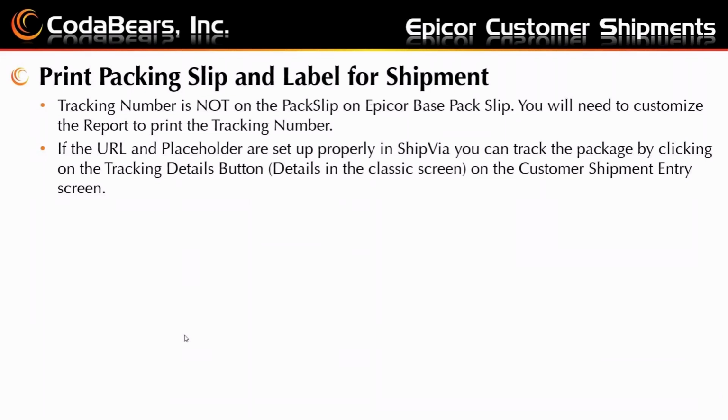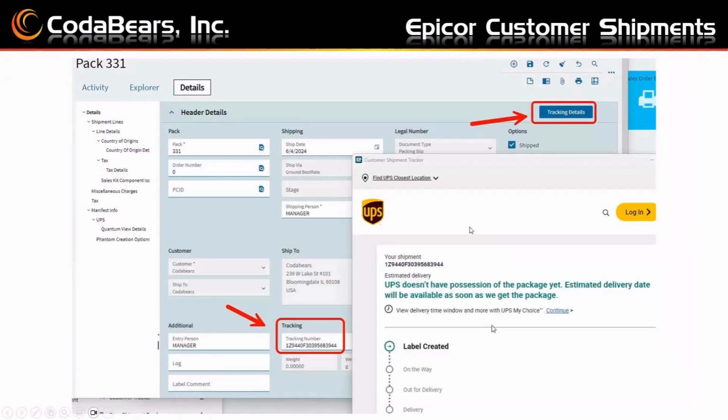And if the URL and placeholder are set up properly in the ship via, then you can track that by hitting the tracking details button that I did show. And when you do that, if it's populated properly, it's going to show up here. It just basically pulls up a view of the web page with the current status that you would see if you did that manually by going to UPS or FedEx or DHL or whatever.